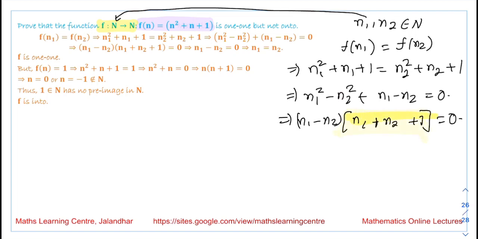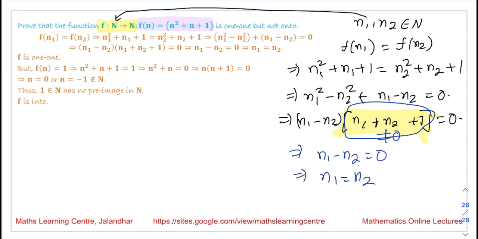Now n1 and n2 are natural numbers. It means this term, n1 plus n2 plus 1, cannot be equal to 0. So this implies n1 minus n2 is 0. So this implies n1 is equal to n2. So we are saying that f(n1) equal to f(n2) implies n1 is equal to n2. It means this function is a 1-1 function.